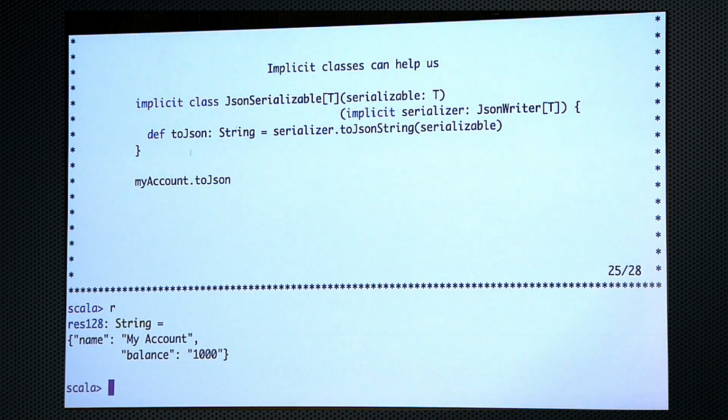So what is happening here? I try to call myaccount.toJSON, so the toJSON method will, well, in a normal case, give a compiler error because it's not a member of my account, so it will try to look in the implicit scope, is there something that I can convert it to, which will make this compile. And it can find it, because it finds this JSON serializable. Fortunately for our type, we also defined the JSON writer, and therefore it can actually do this conversion for us.